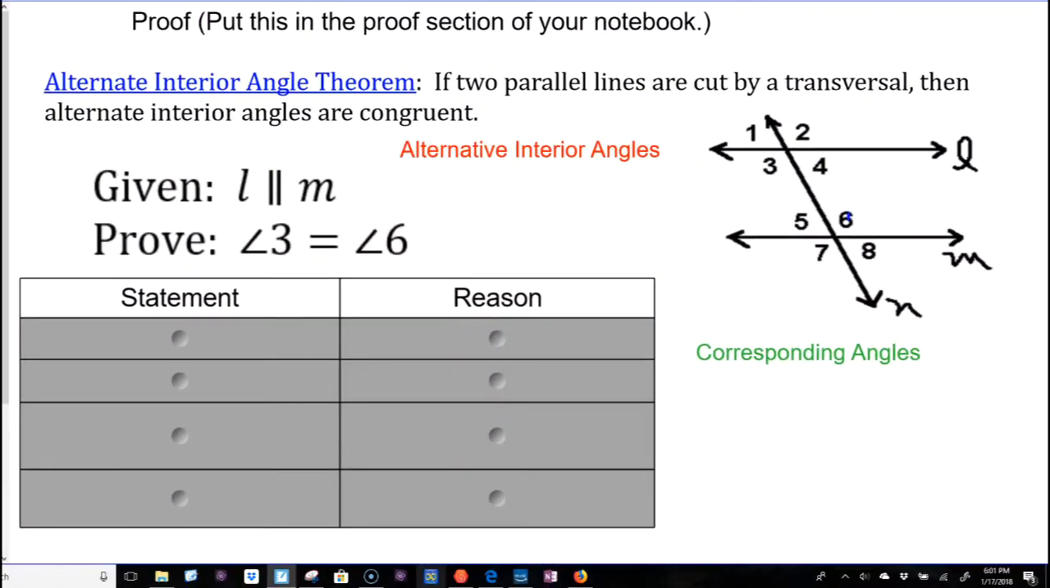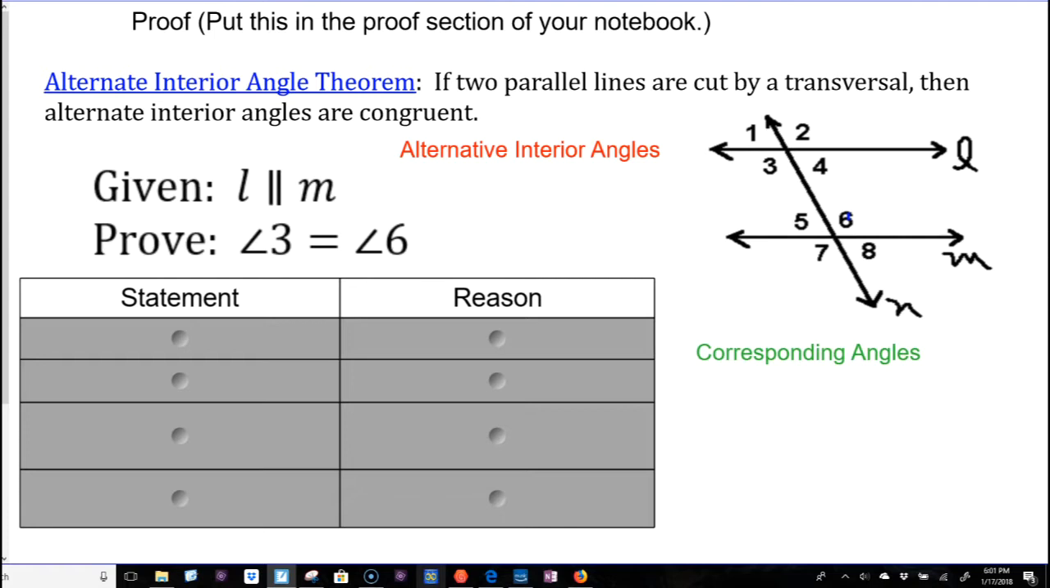Alright, so the first proof that we're going to start off with in this series is going to be the alternate interior angle theorem. And that theorem states that if two parallel lines are cut by a transversal, then alternate interior angles are congruent. So before we actually get started with this proof, we need to just review some background information. This should be information that you have recognized from middle school, but we just want to make sure it's fresh on your brain before we go into this proof.